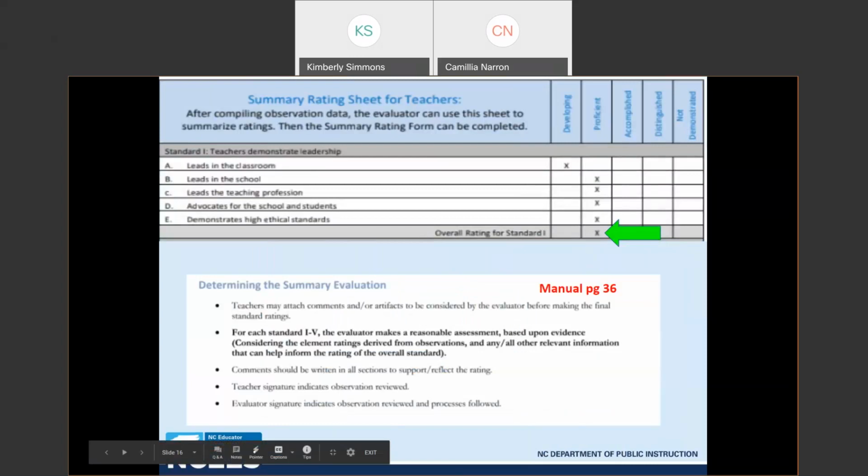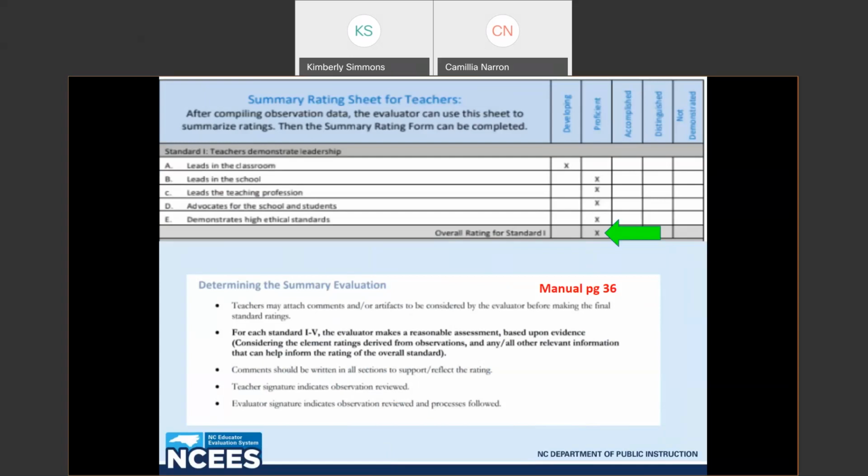So after a rating for each element is established, an overall rating for each standard is determined. For each standard 1 through 5, the evaluator makes a reasonable assessment based on evidence, including the element rating derived from the observations and any other relevant information that can help inform the rating of the overall standard. So the element's rating is determined by the observation data.